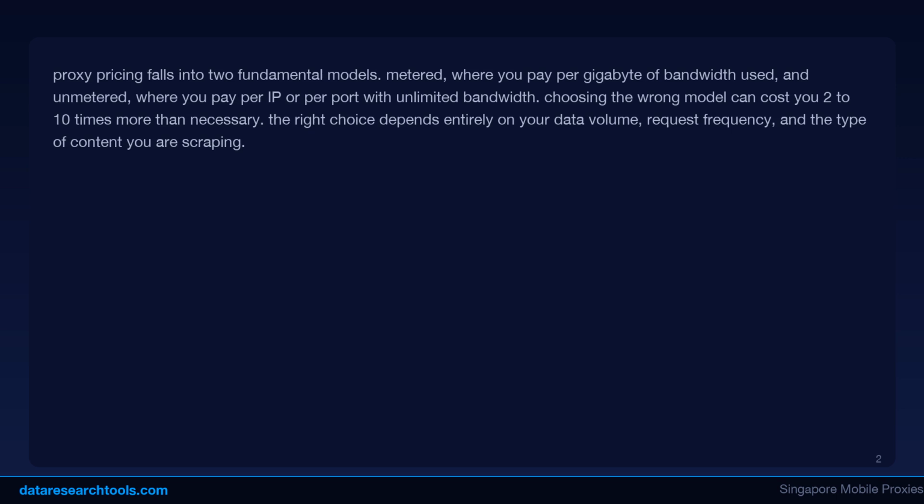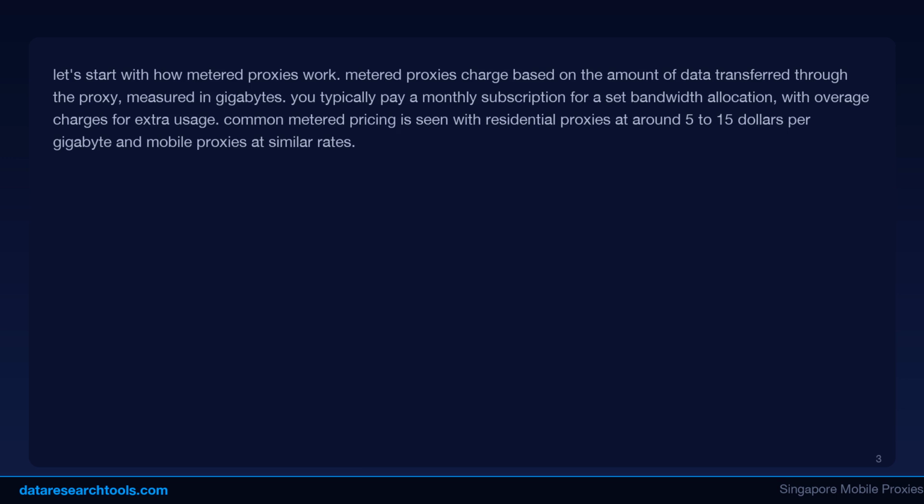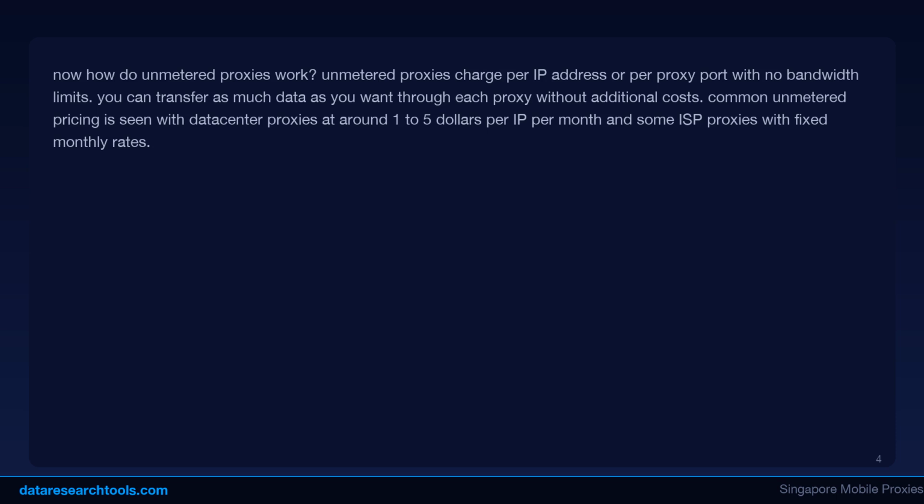Let's start with how metered proxies work. Metered proxies charge based on the amount of data transferred through the proxy, measured in gigabytes. You typically pay a monthly subscription for a set bandwidth allocation, with overage charges for extra usage. Common metered pricing is seen with residential proxies at around $5 to $15 per gigabyte, and mobile proxies at similar rates. Now, how do unmetered proxies work?